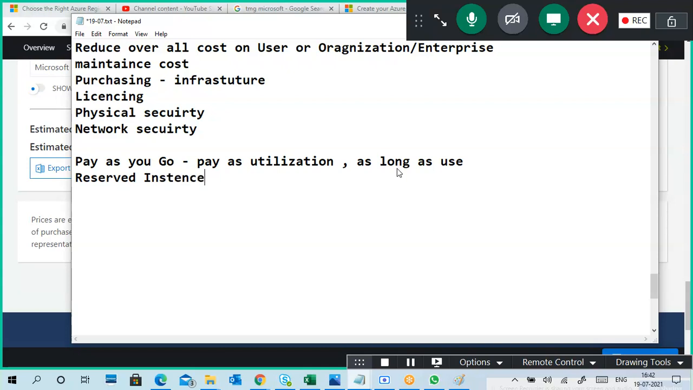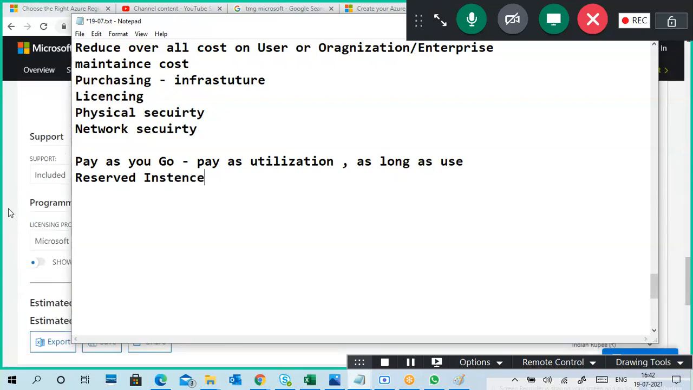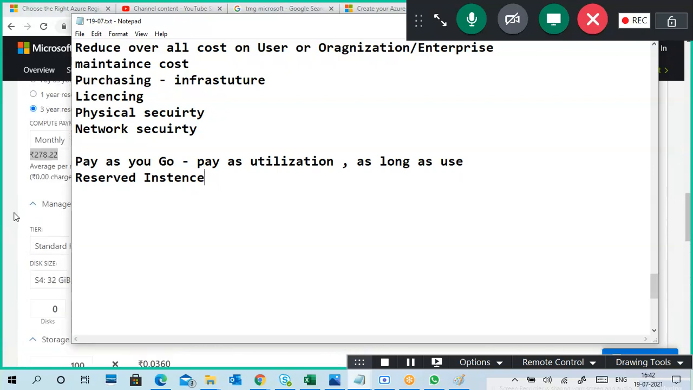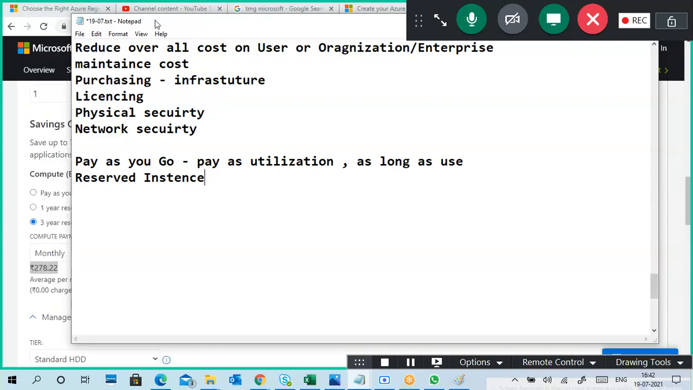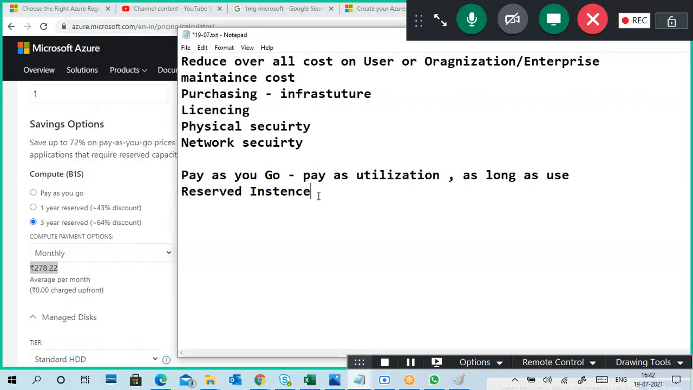Okay, so you reserve this instance for, like, 43% and you pay less. Pay less, use more kind of stuff. Pay less, you use more. This is another feature.